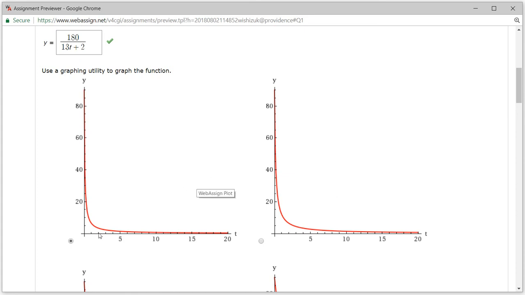So I'm going to try t equals 1 maybe. So it's going to be 180 over 13 plus 2, so 180 over 15. So that's going to be bigger than 10. And you can see that here, 10 is right here, so one is going to be below 10, and the other one is going to be bigger than 10. So I would say the second one is the correct picture.